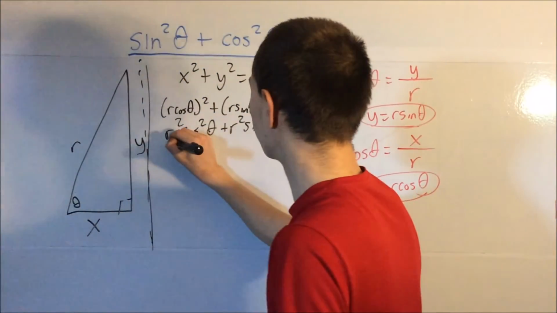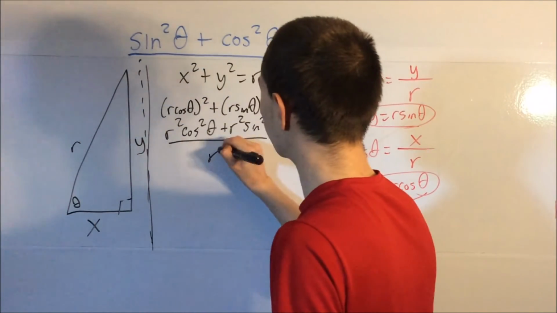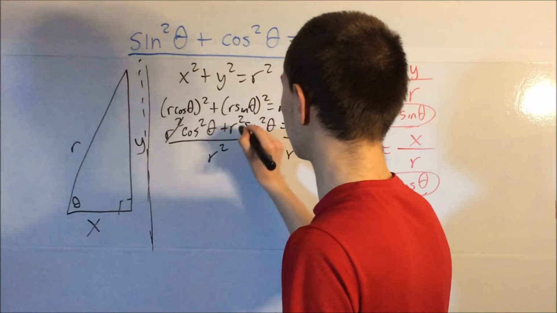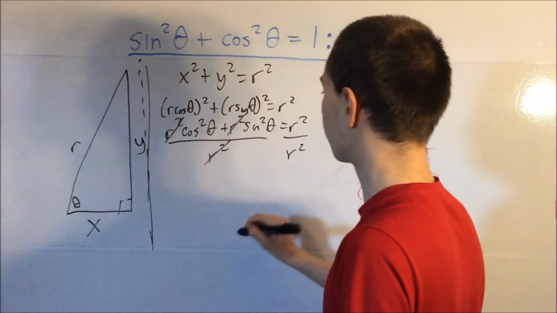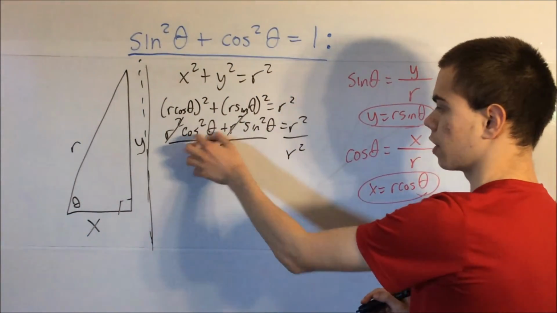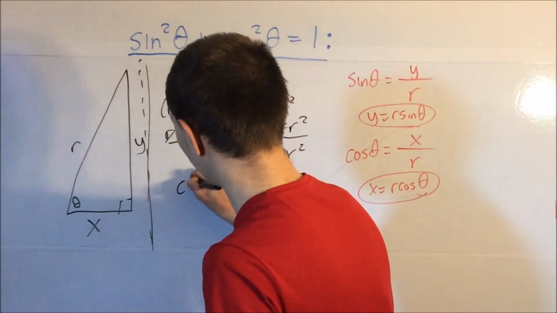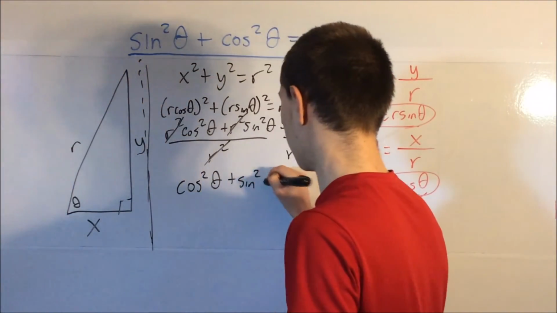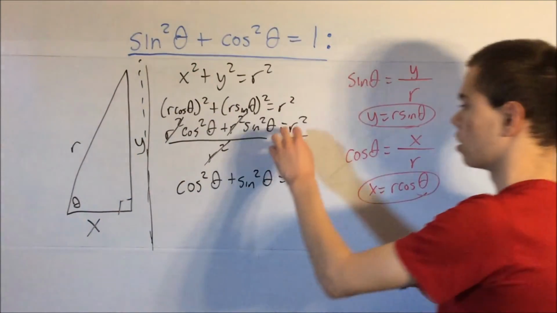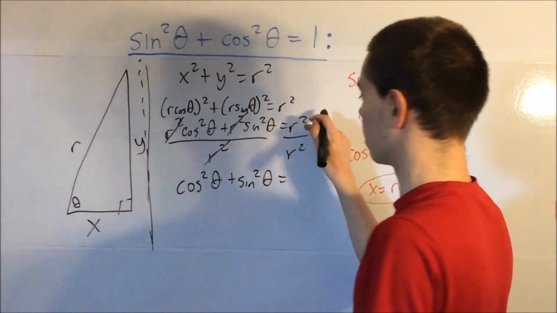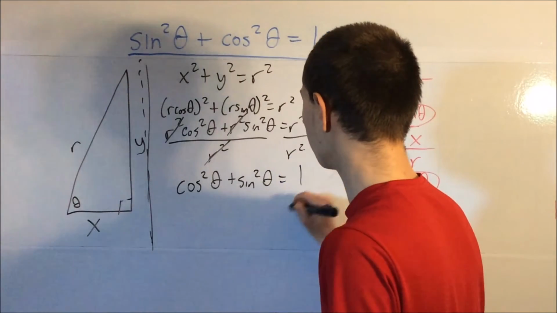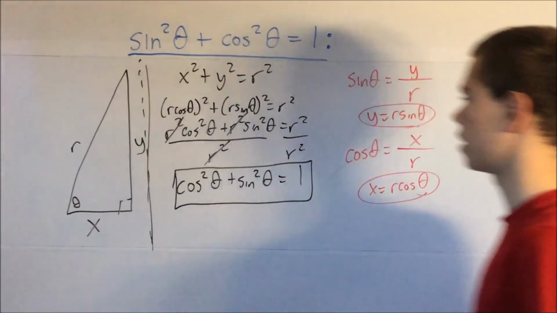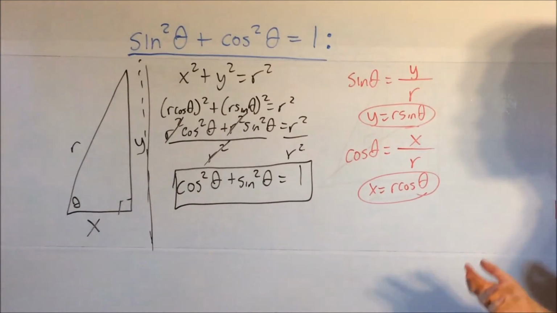All we have to do now is divide both sides by r squared. Because once we do that, r squared cancels out there, there, and there. And so you're left with cosine squared of theta plus sine squared of theta equals r squared over r squared. Anything divided by itself is just 1. And so we get cosine squared of theta plus the sine squared of theta equals 1. And so that's where it comes from.